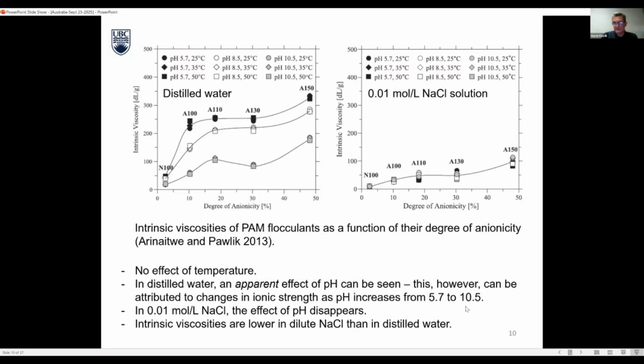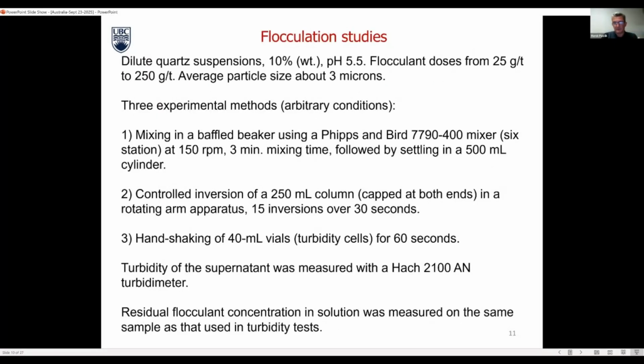So these were the intrinsic viscosity data. Our flocculation work was done at pH 5.7. So at some point we will come back to these results, but only those collected at pH 5.7. So moving on quickly to flocculation: dilute quartz suspensions, pH, like I said, 5.7, various dosages. The quartz sample had an average particle size of about 3 microns.